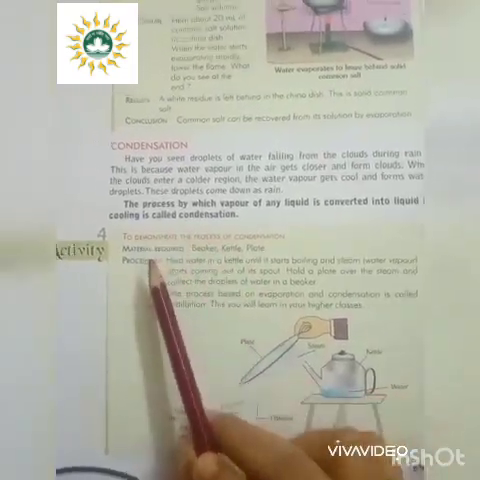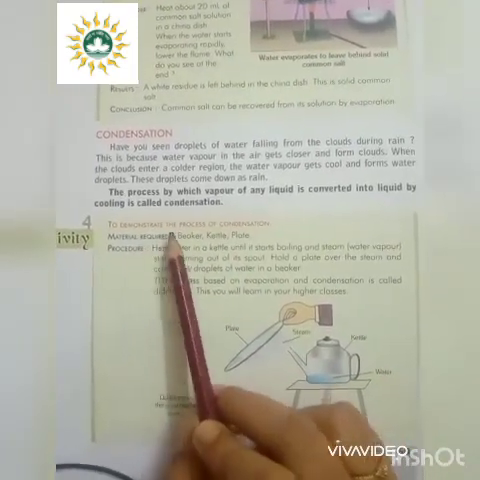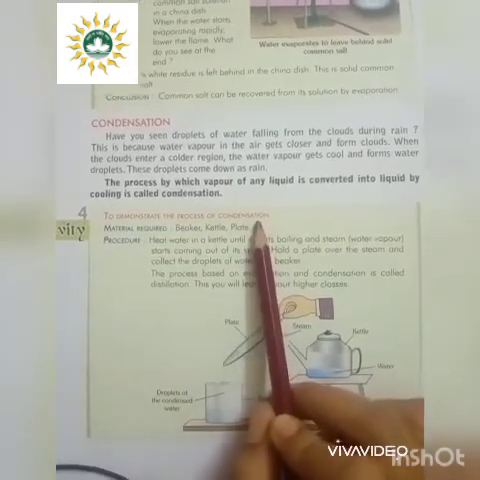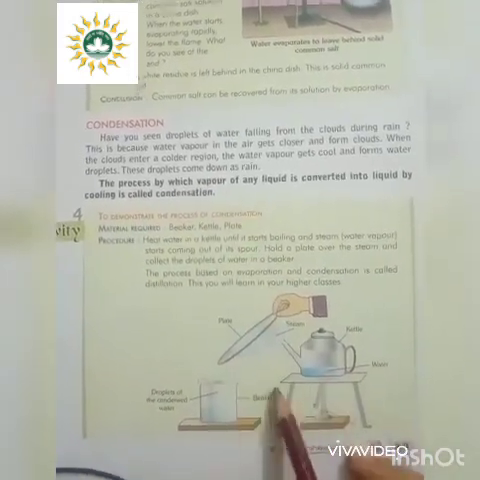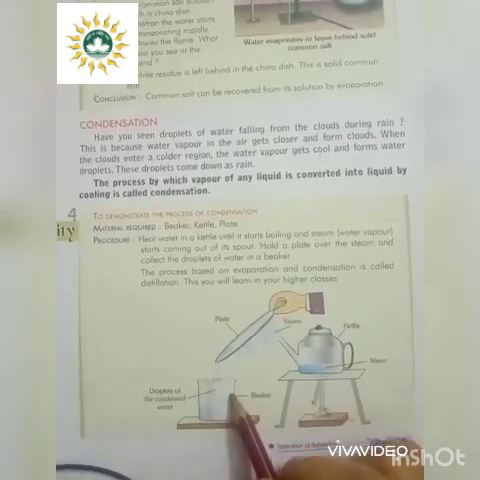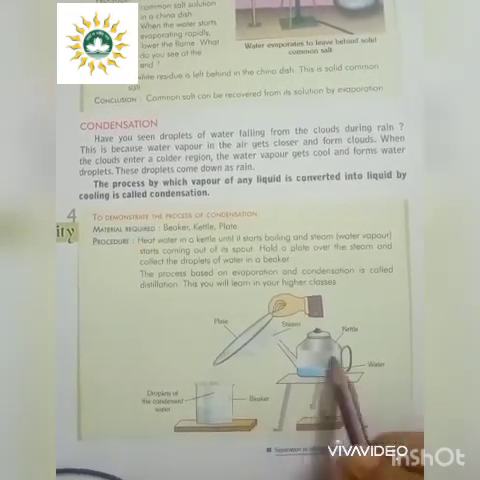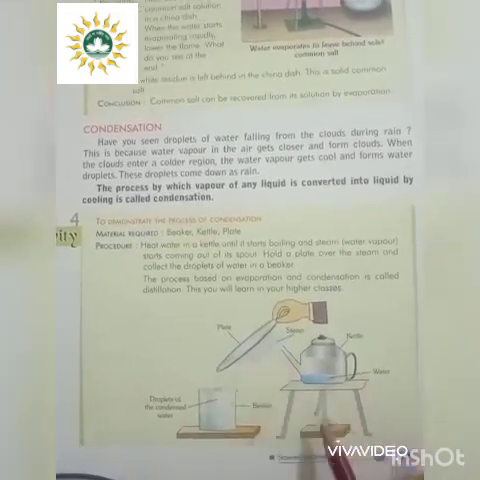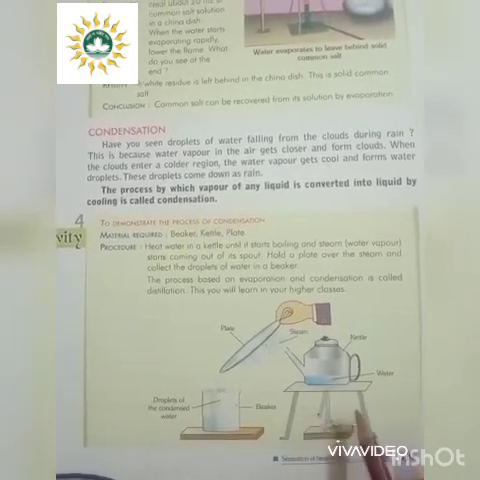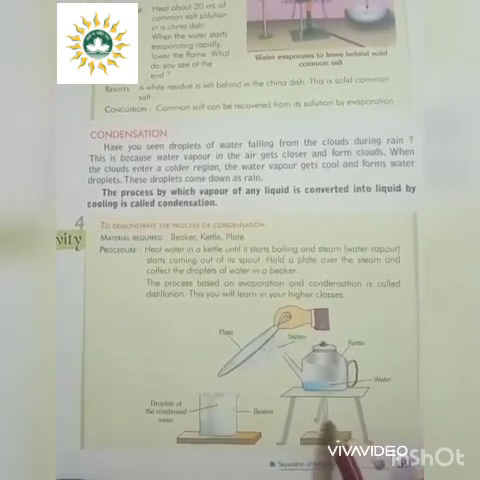Let's start. This next activity is to demonstrate the process of condensation. What are the materials required? There is a beaker; you can see the beaker placed over here. There is a kettle and there is a plate. And like last time, we have a stand and we need the burner over here.